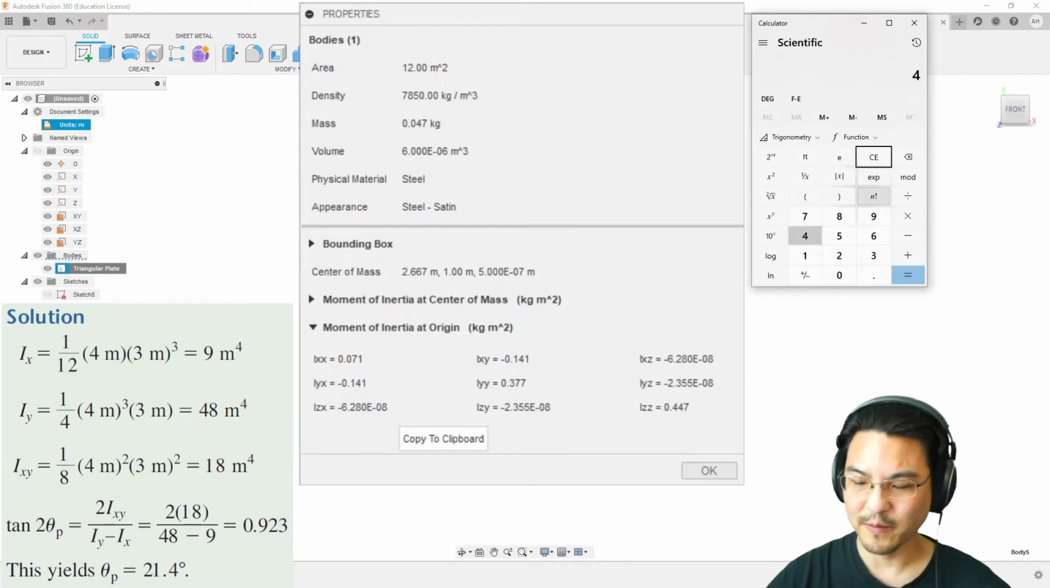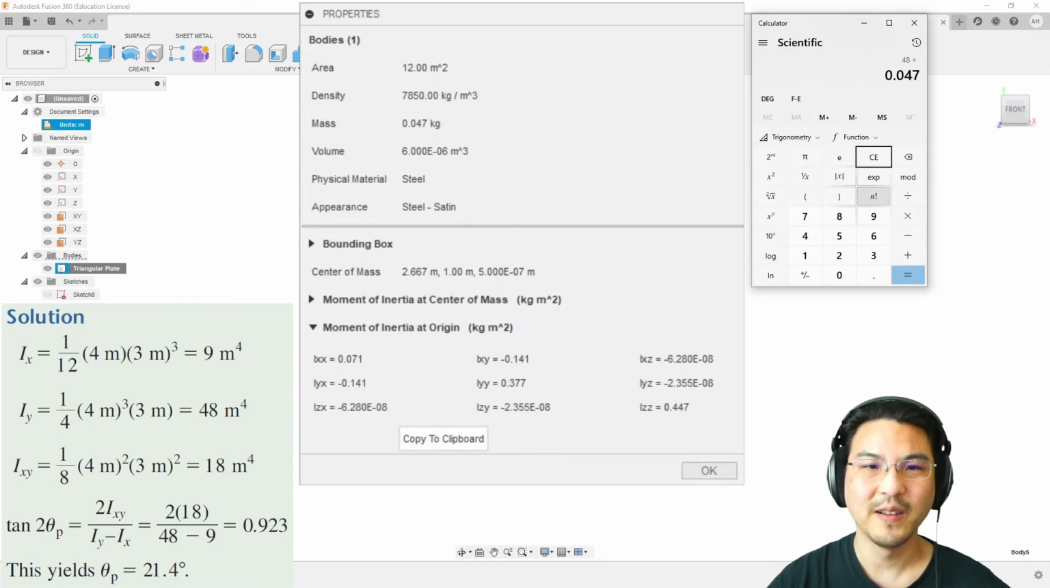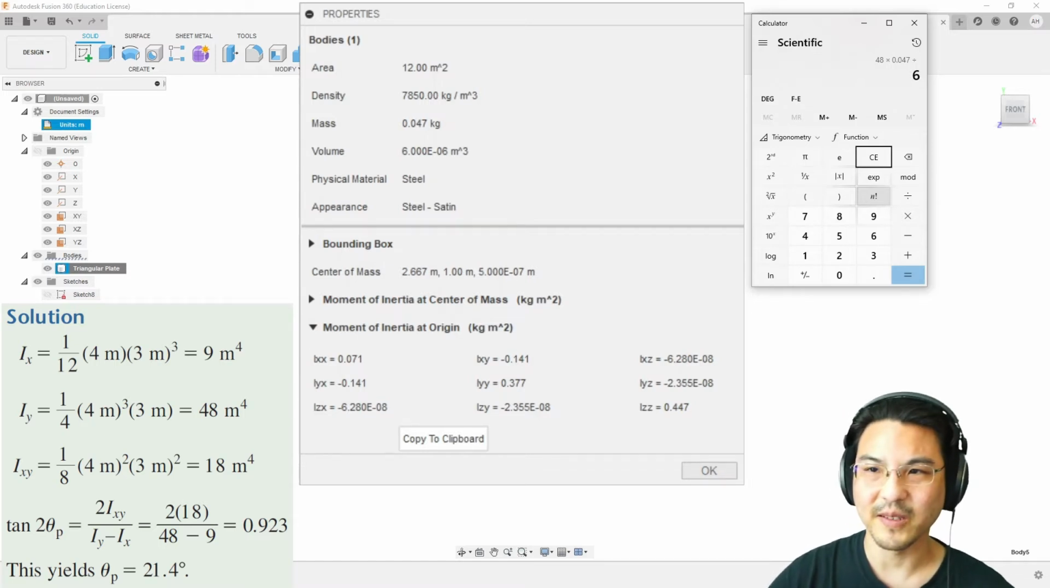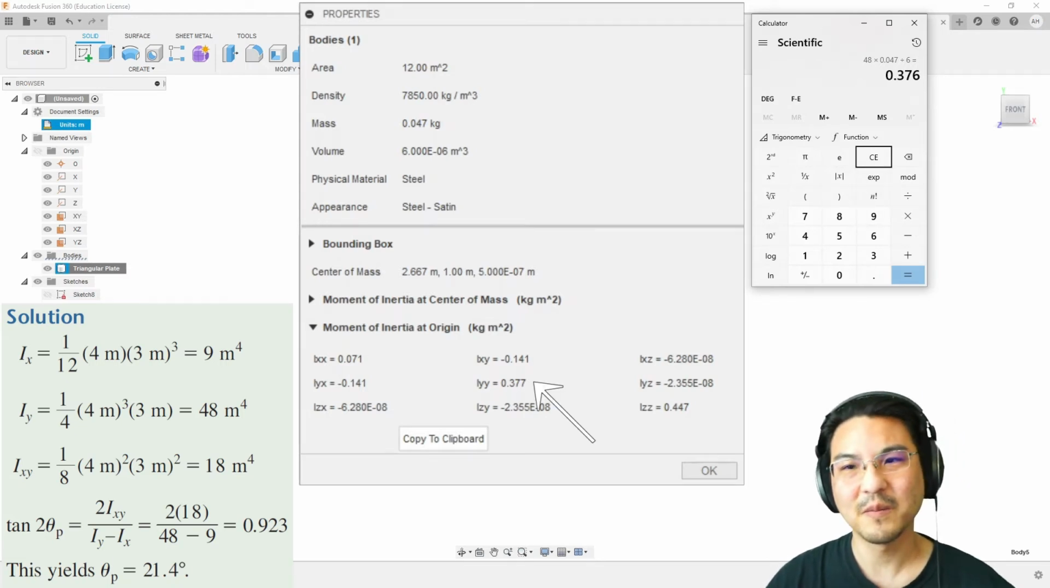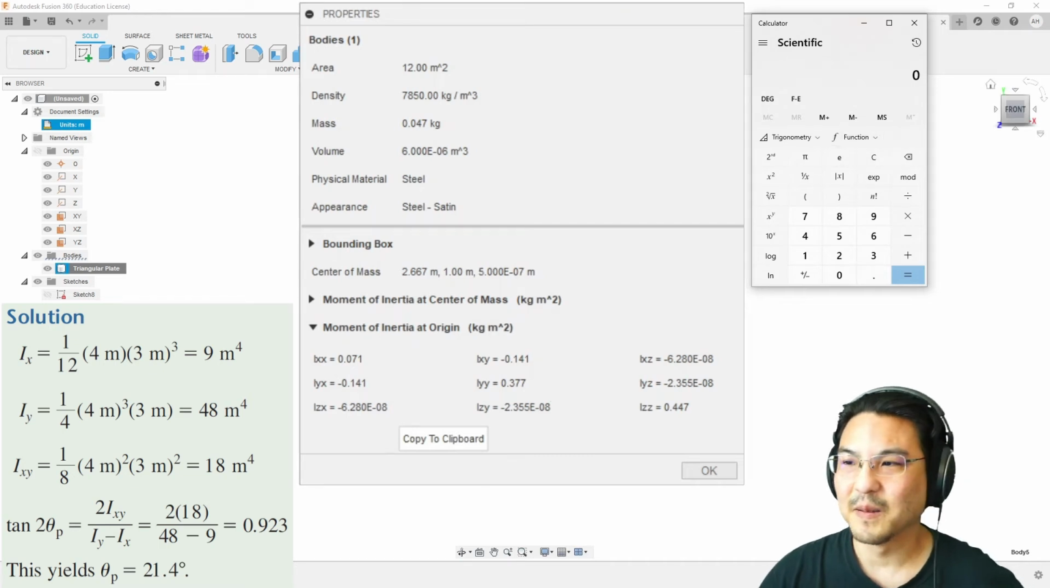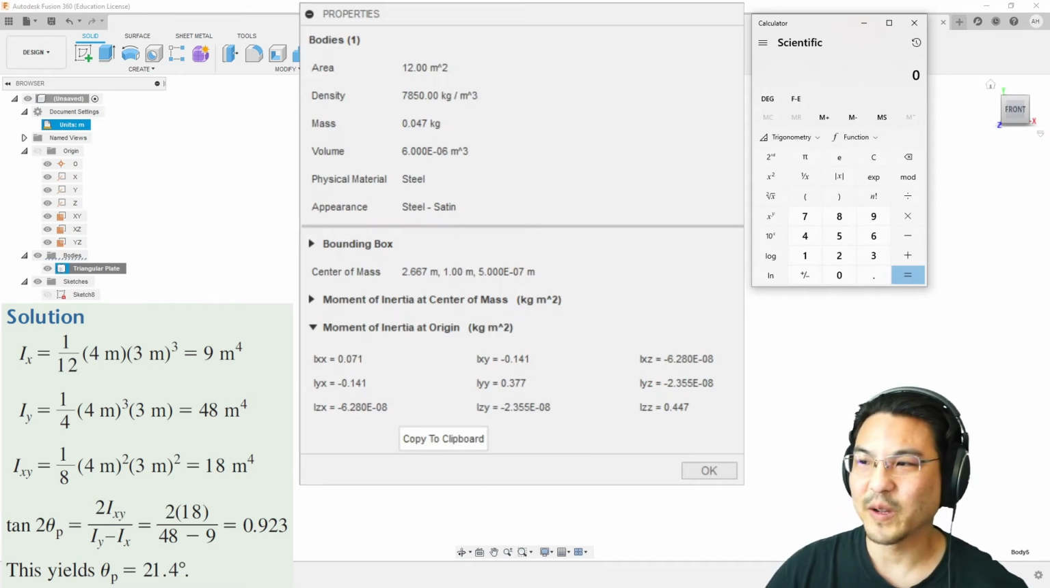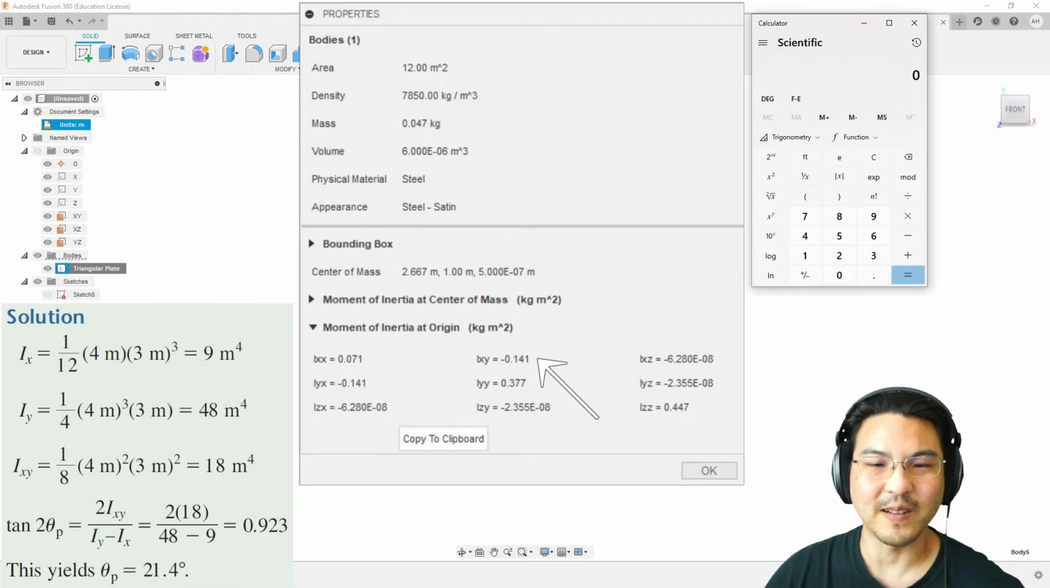Iy would be 48 times the mass, 0.047, divided by the area, 6, which gives 0.376, and over here, 0.377, very close. Okay, and the product of inertia, Ixy, is non-zero. See right here, it's non-zero.